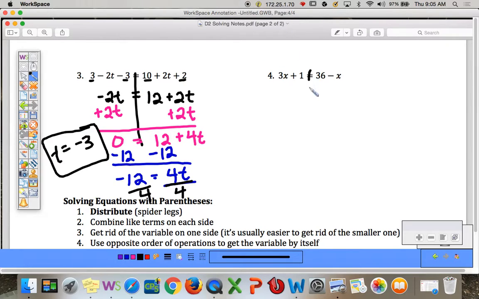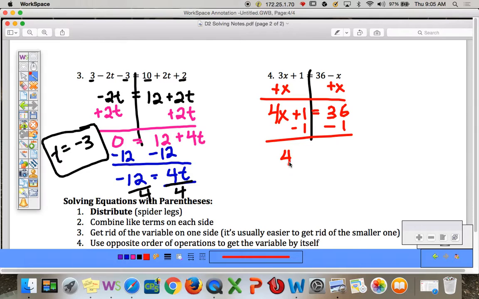Let's do one more. Here we can't combine like terms. We have x's and a number on each side. So let's add x to each side first, because minus x is the smaller x. We have 4 x's plus 1 equals 36. Subtract 1 from each side. We got 4x equals 35.